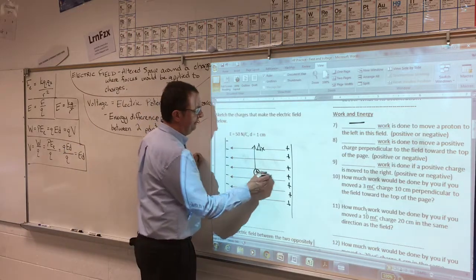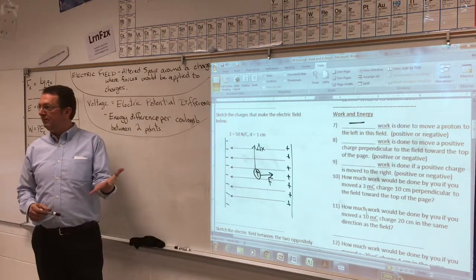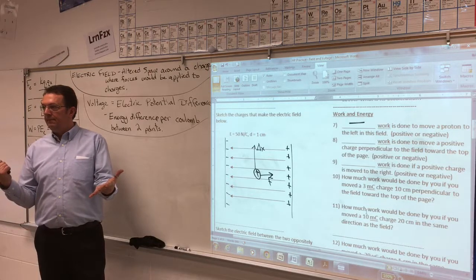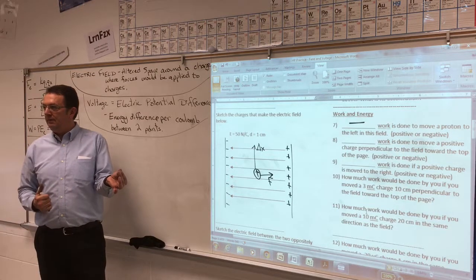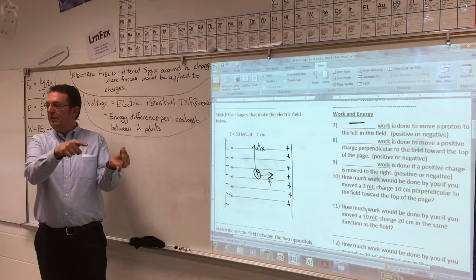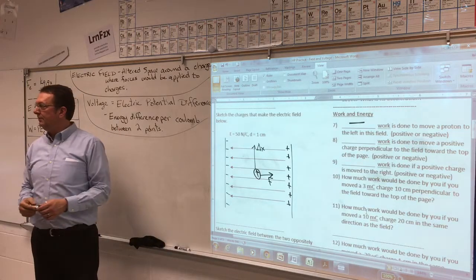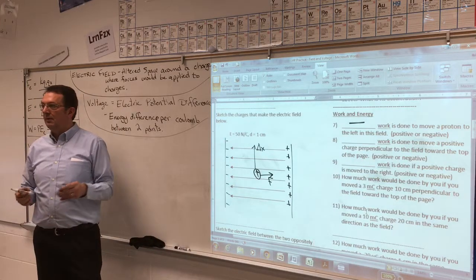A force. If you release it, where's it going to go? What do you have to do to keep it from doing that? Slowly move it in this direction. How much work is done? 0. None.